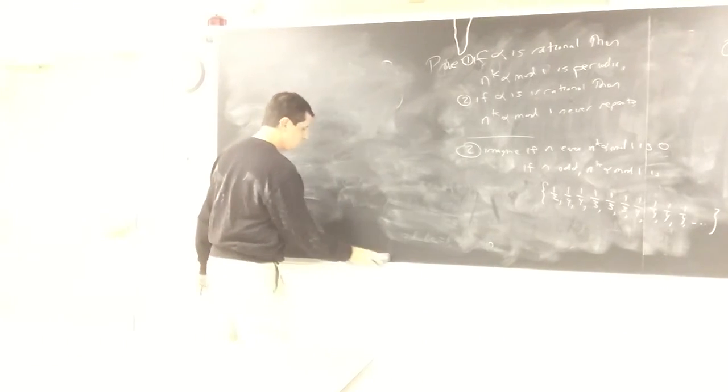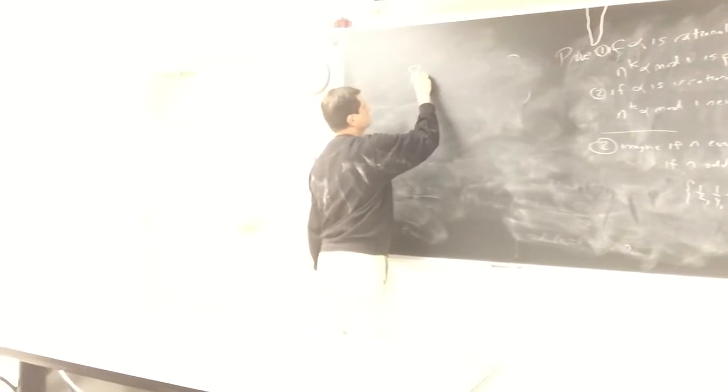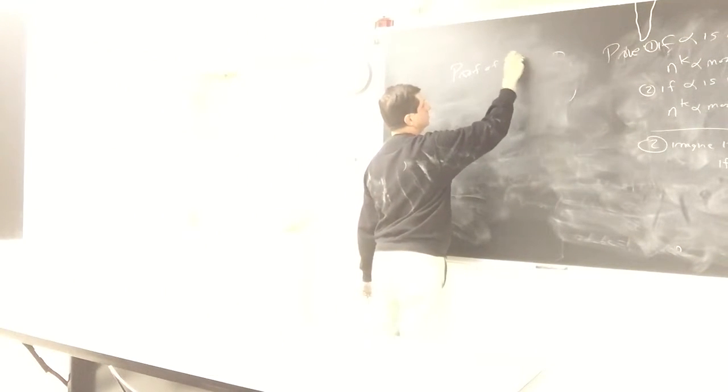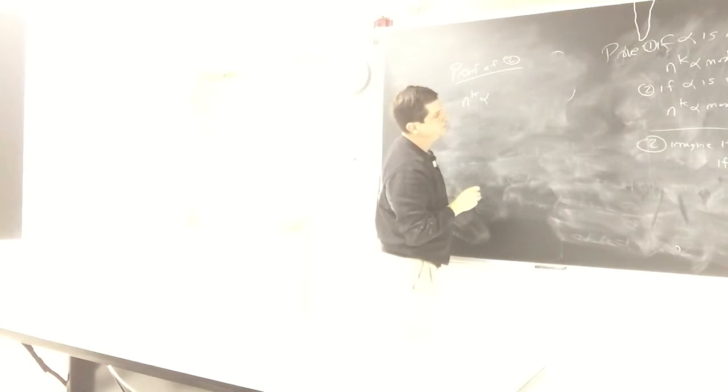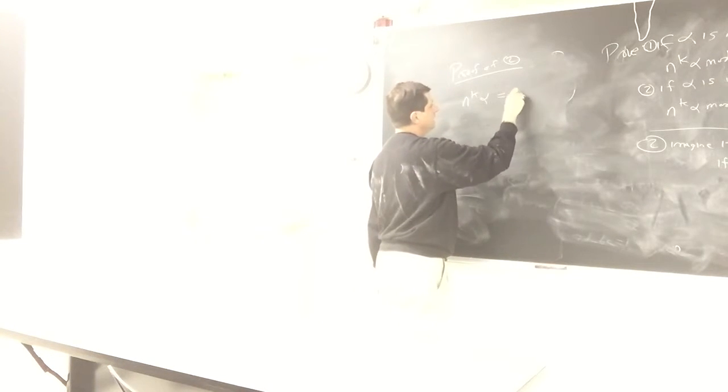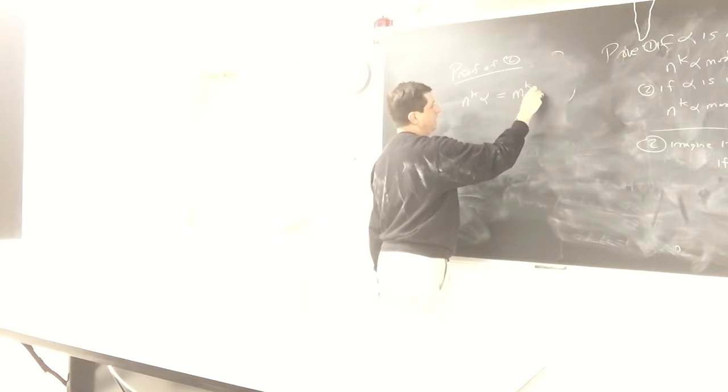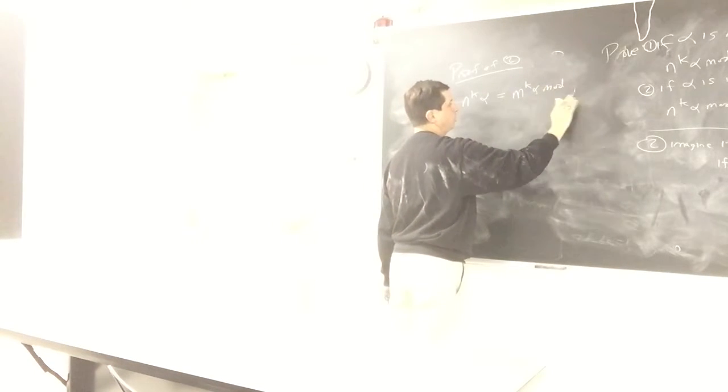Okay. So, proof of 2. Assume n to the k alpha equals m to the k alpha mod 1.